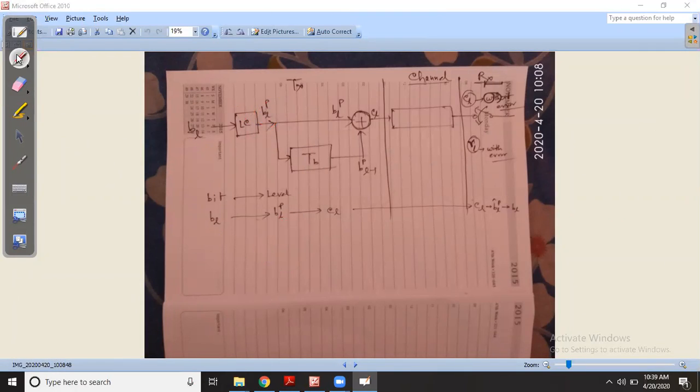After that, we know that this BLP comes directly to the summer, and the BLP also comes through some delay element to the summer. That was the block diagram. I just added this part because this part should be there. Then CL is generated. CL is nothing but the summation of this plus this. This whole thing is nothing but your transmitter section.